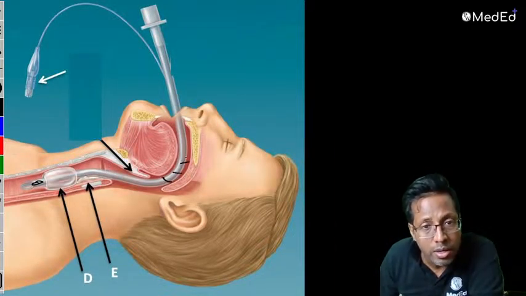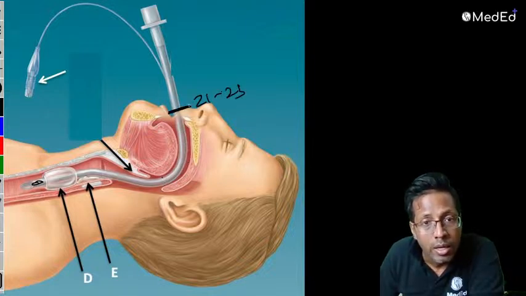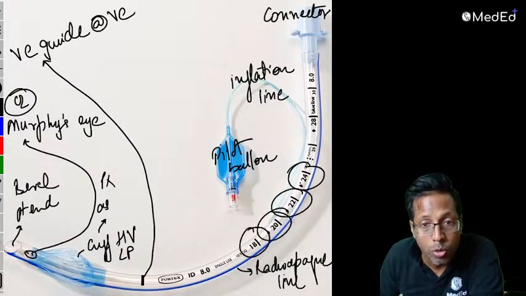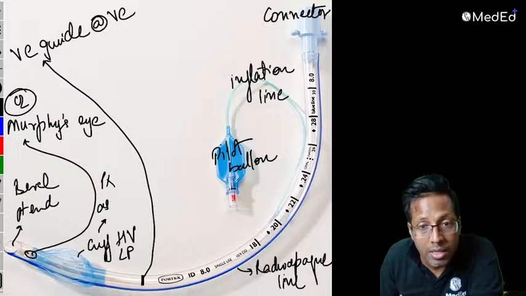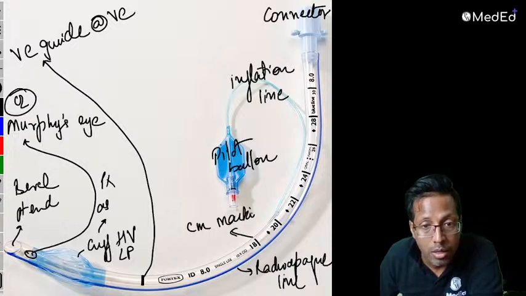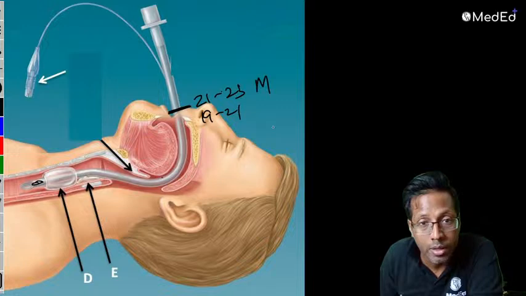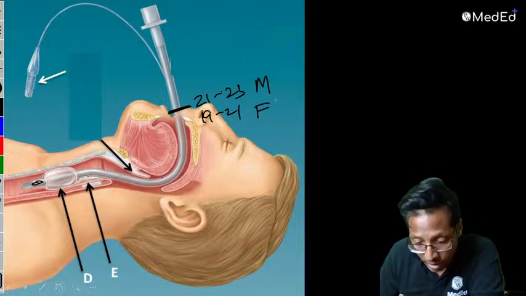And then you have these numbers written here, 20, 24, 26. So in a male patient, the number at the teeth is 21 to 23. In a female patient, it is 19 to 21. So these are called centimeter markings. You see this? 18, 20, 22, 24, 26. So these markings are called centimeter markings from the tip. These centimeter markings in a male patient are 21 to 23, in a female patient 19 to 21.